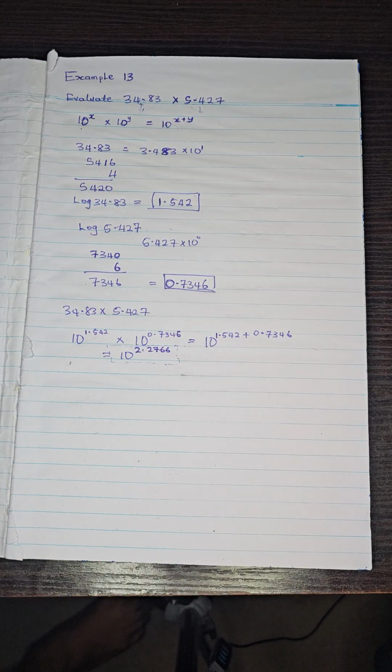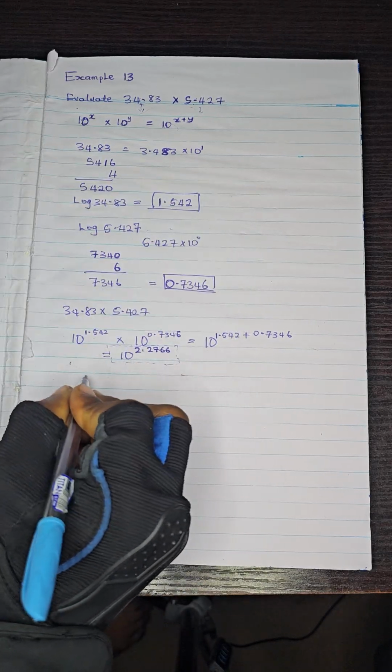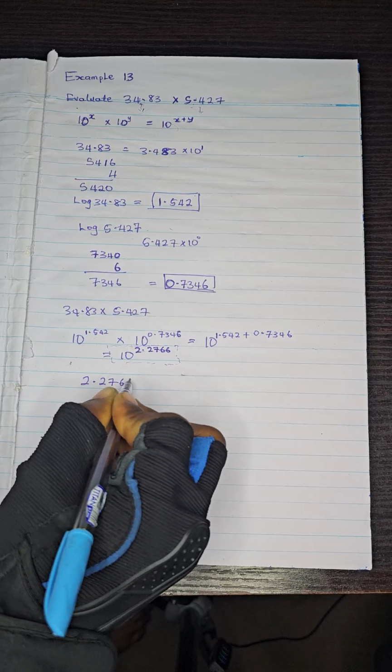So we'll go to our antilogarithm table. So we are going to first bring out the number we're looking for the antilogarithm of. We have 2.2766.